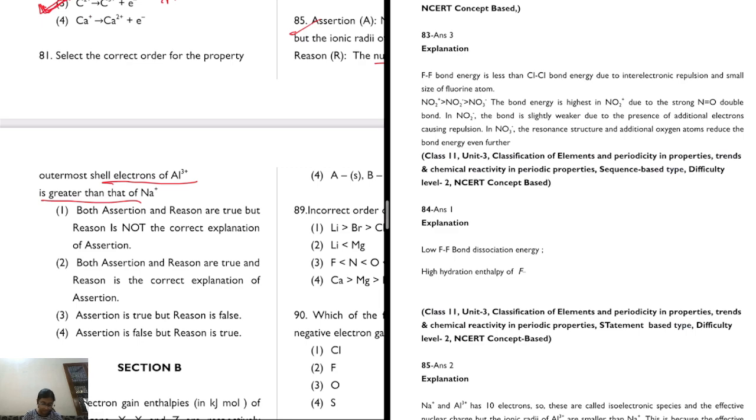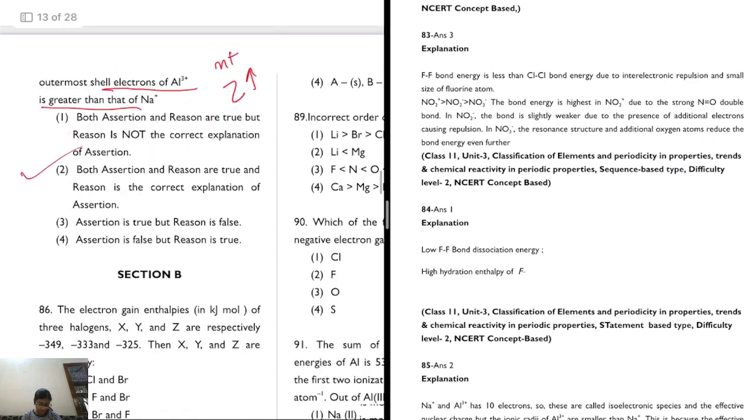This is also correct. I told you earlier that the more the positive charge, the greater the Z effective. So this also explains why the size changes, and it is the correct explanation. Let's move to the next question.